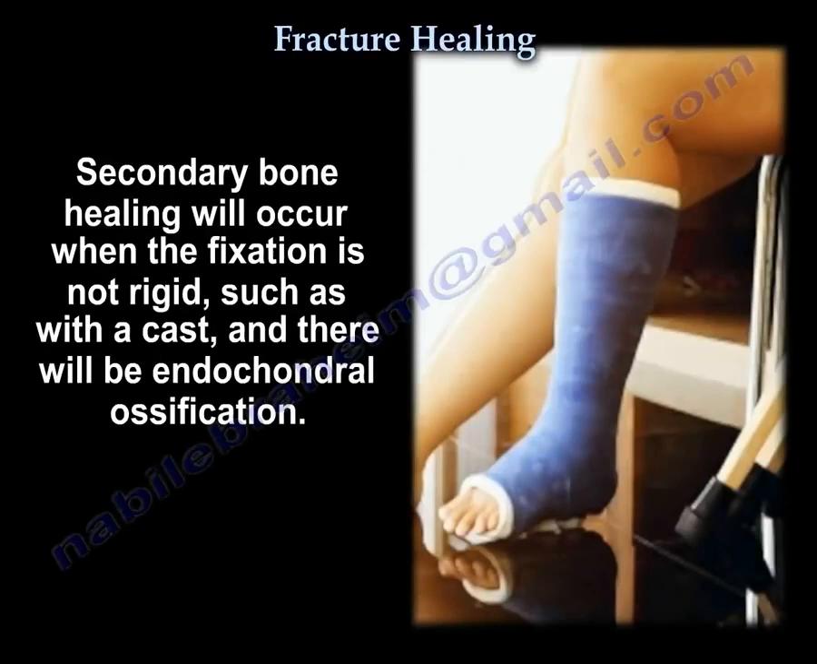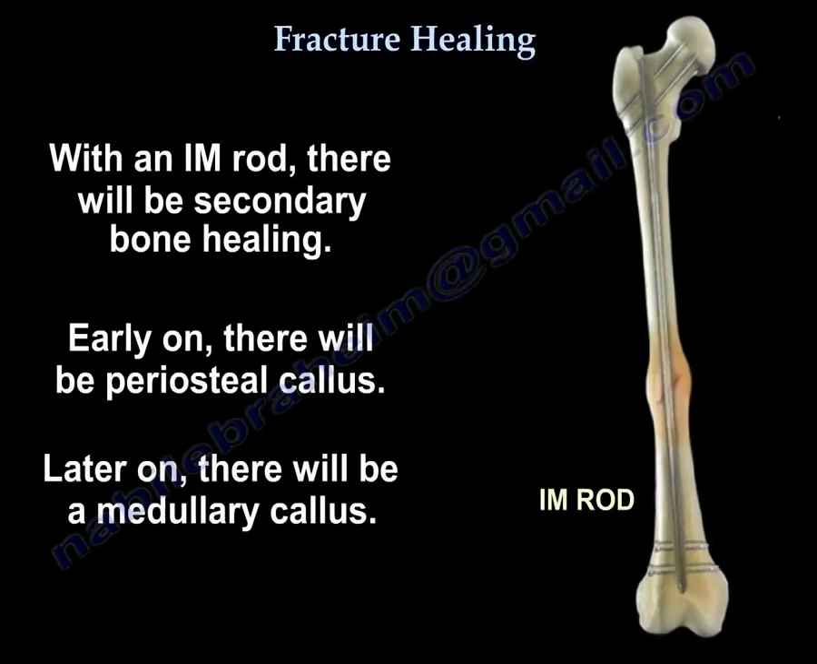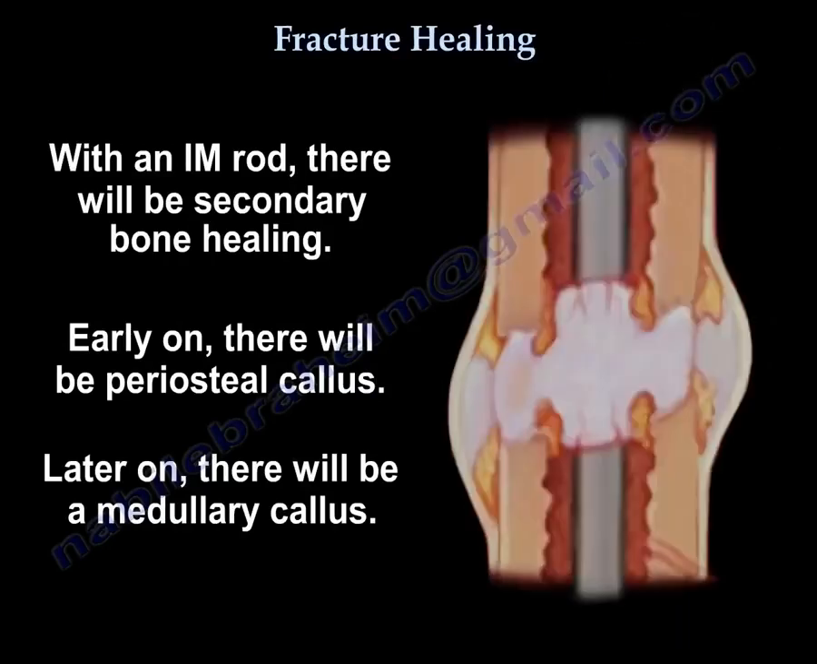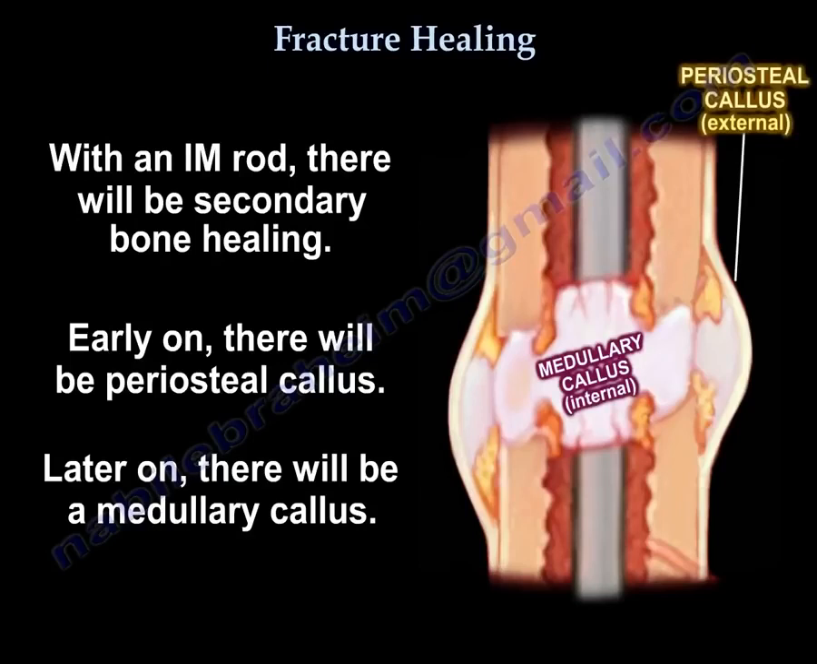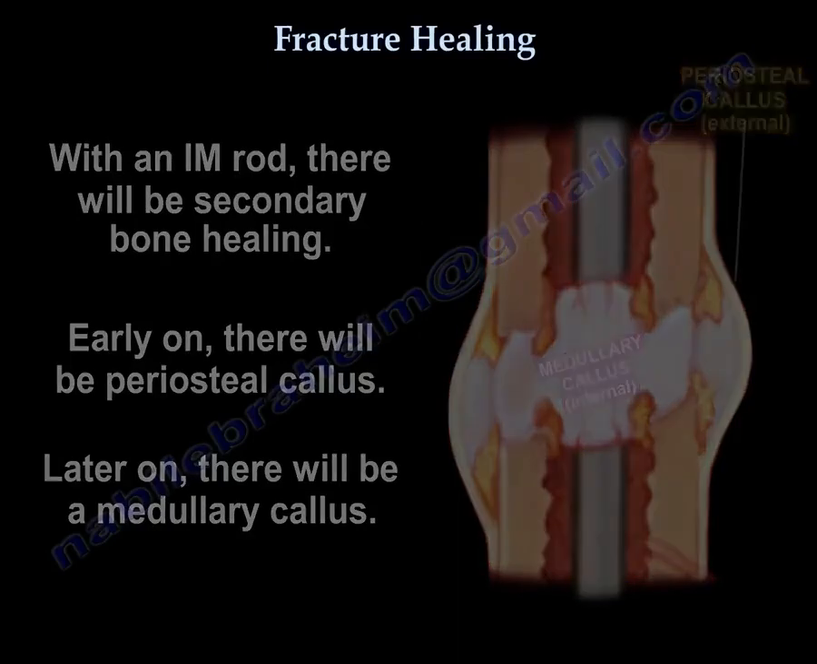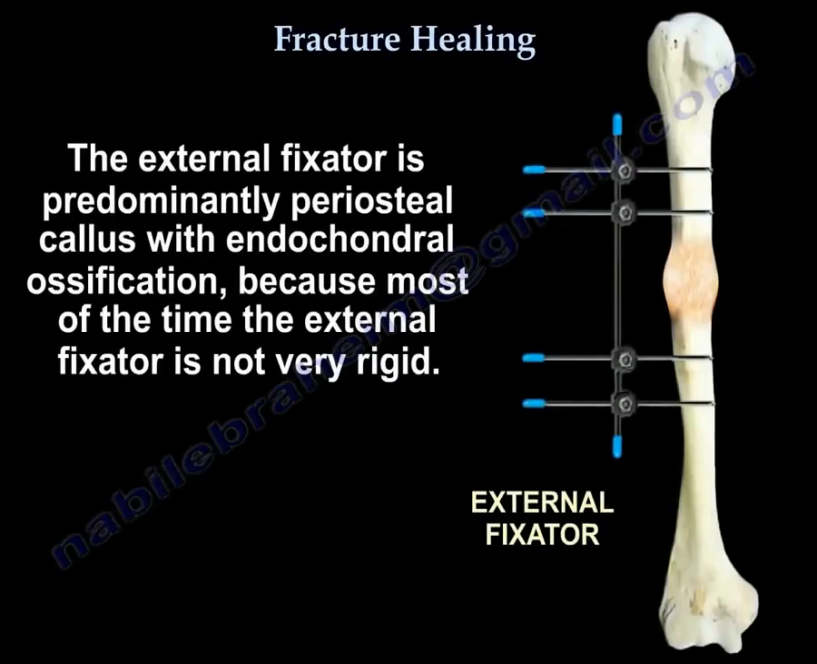Secondary bone healing will occur when the fixation is not rigid, such as a cast, and there will be endochondral ossification. With an IM rod, you will have secondary bone healing. Early on, you will have periosteal callus, and later on, you will get medullary callus. The external fixator produces predominantly periosteal callus with endochondral ossification, because most of the time the external fixator is not very rigid.